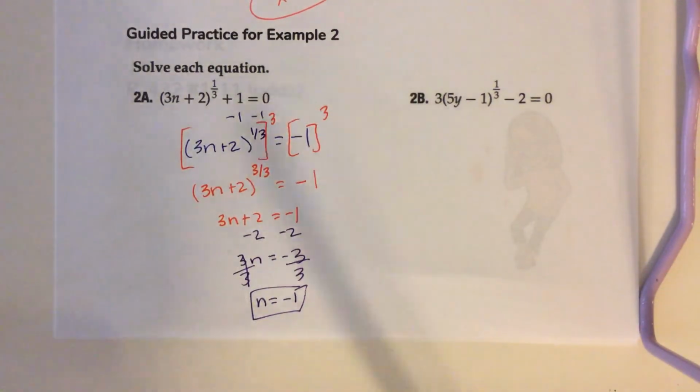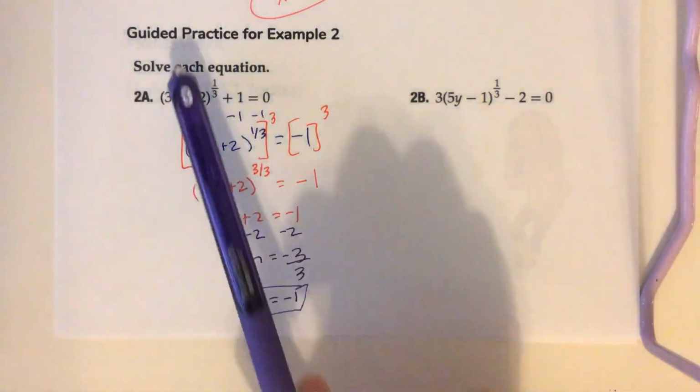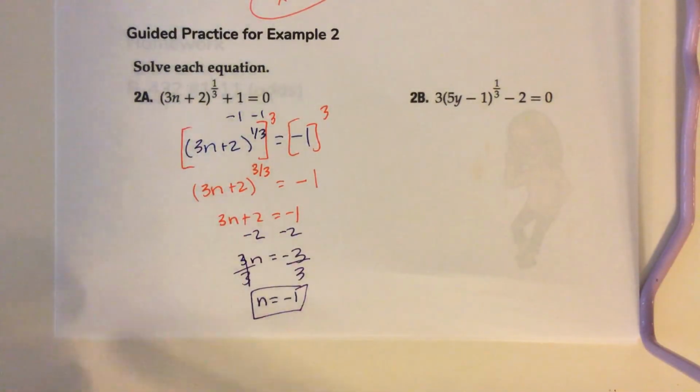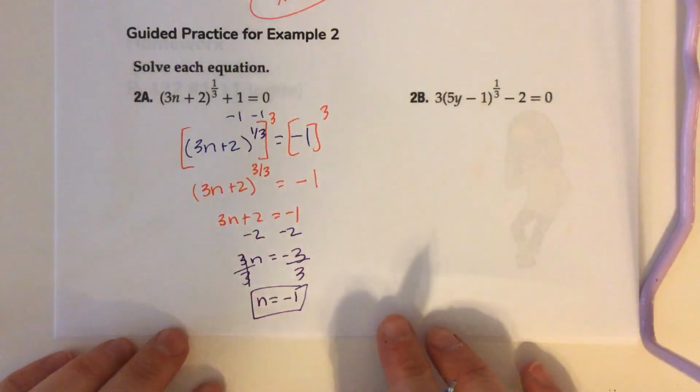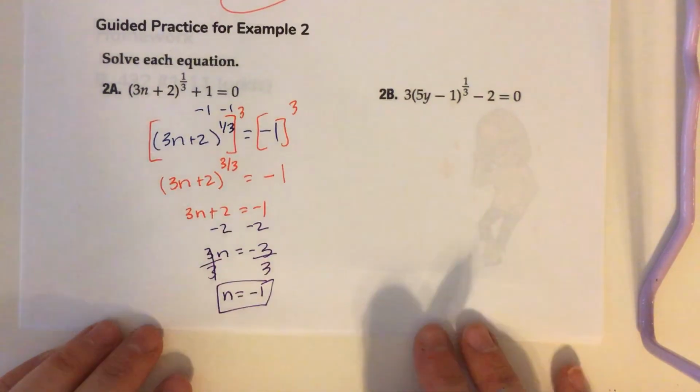And again, we should be checking our answer. Plug that -1 back in for n, but it is a solution, so you can just use your calculator to check that to make it nice and easy.